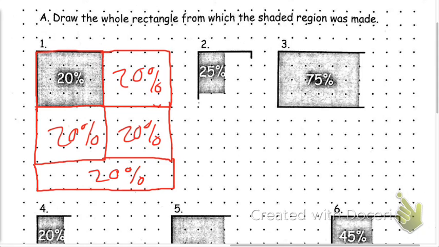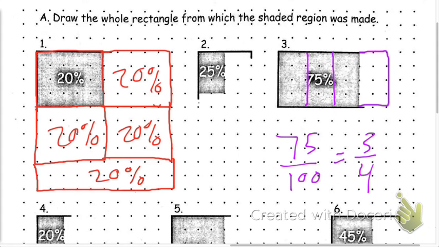For number 3, the fraction would be 75 out of 100, which is the same as 3/4. So I'll just figure out how to split this up into 3 pieces, and then I'll just add on the fourth one, and there's your fraction, the full rectangle right there.